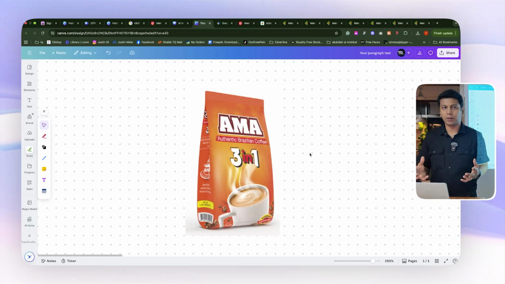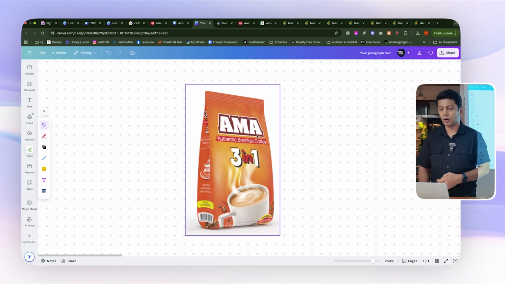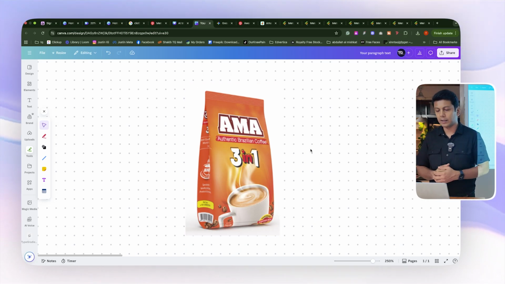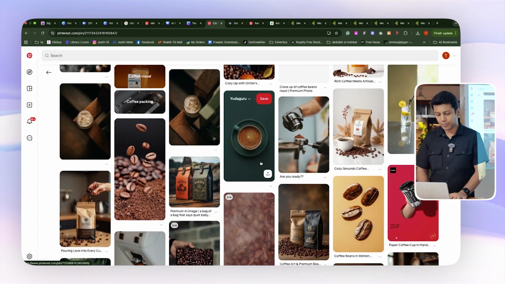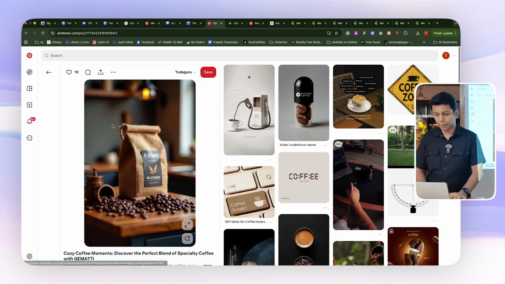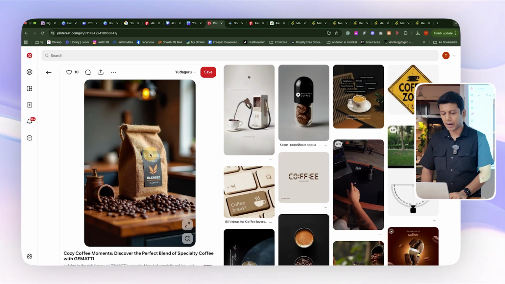So let's take another example. We have a coffee packet or coffee bag on the screen, as you can see. Let's prepare a social media design, a post or a product photography based on this product. Let's go to Pinterest and find a reference image. After scrolling a bit, I think I found this particular image that I liked. It looks good to my eyes, and all we need to do is replace this coffee bag with ours, but in a different way than I've shown you earlier.